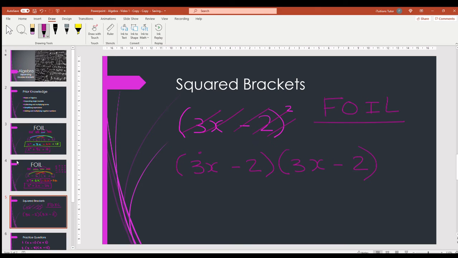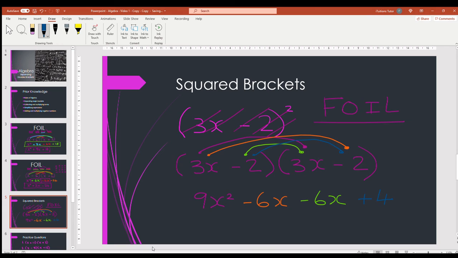3x multiplied by 3x is 9x squared. 3x multiplied by negative 2 will give us a negative 6x. Negative 2 multiplied by 3x will give us a negative 6x. And then the final step, negative 2 multiplied by negative 2, which means it will turn to a positive number, positive 4.